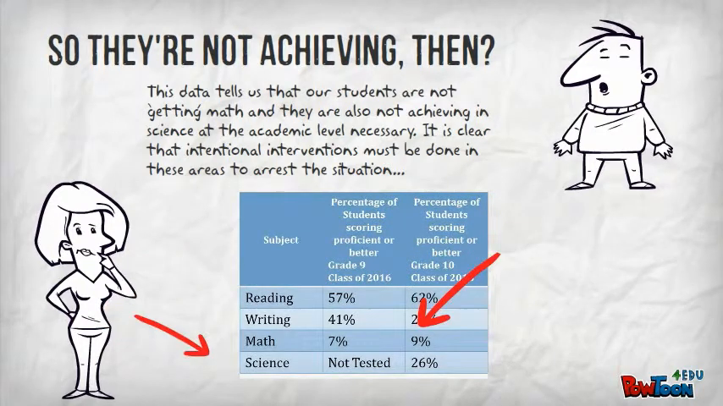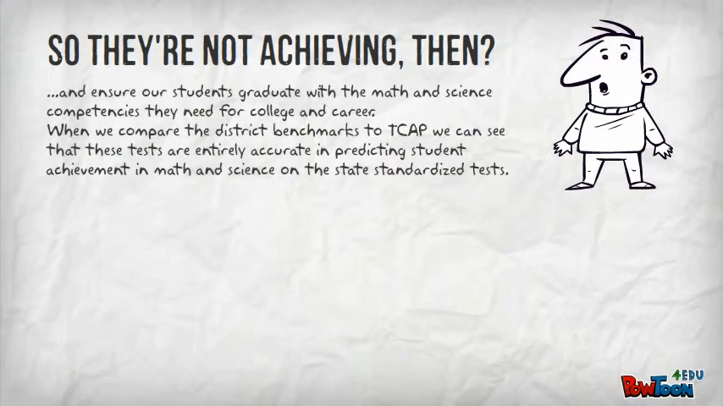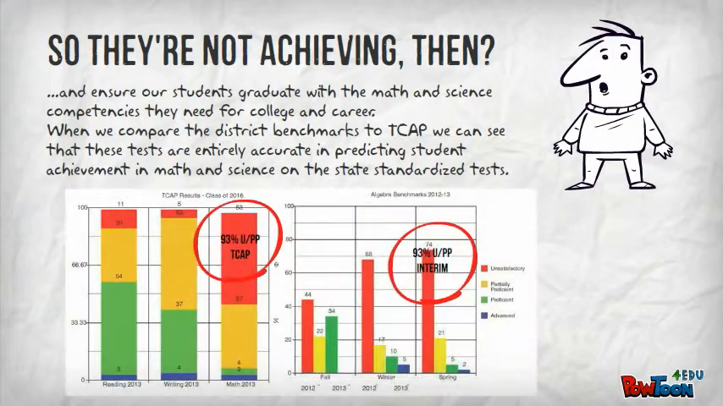What this data tells us is that our students aren't getting math, and that they're also not achieving in science at the academic level necessary. It's clear that intentional interventions must be done in these areas to arrest the situation and to ensure that our students graduate with the math and science competencies that they will need for college and career.